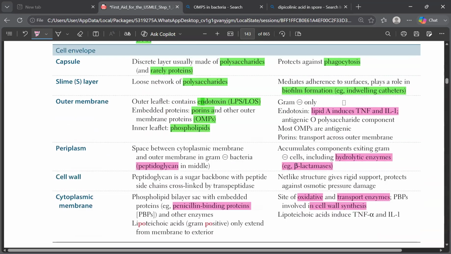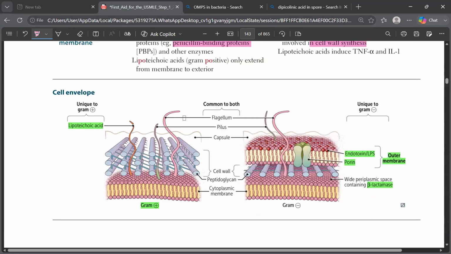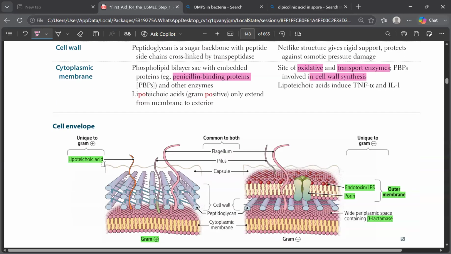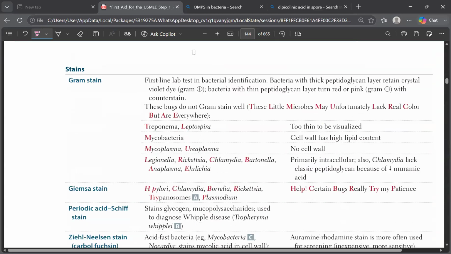Okay, so the lipid A in the endotoxin in the outer membrane of gram-negative bacteria was inducing TNF and IL-1. In contrast, in the gram-positive cells, the lipoteichoic acid is inducing TNF alpha and IL-1. Okay, moving on. We have the stains. The gram stain is a first line lab test in bacterial identification. Bacteria with a thick peptidoglycan layer retain crystal violet, gram positive, and bacteria with a thin peptidoglycan layer turn red or pink with the counterstain, gram negative.